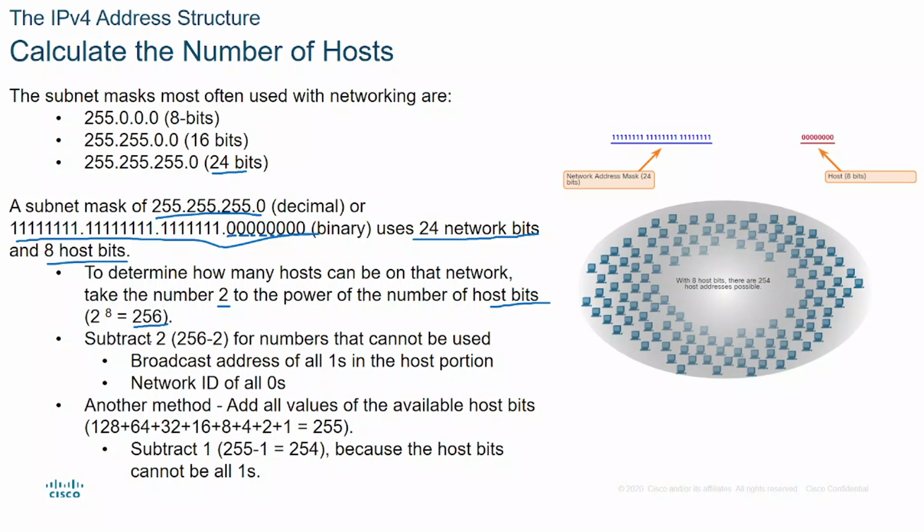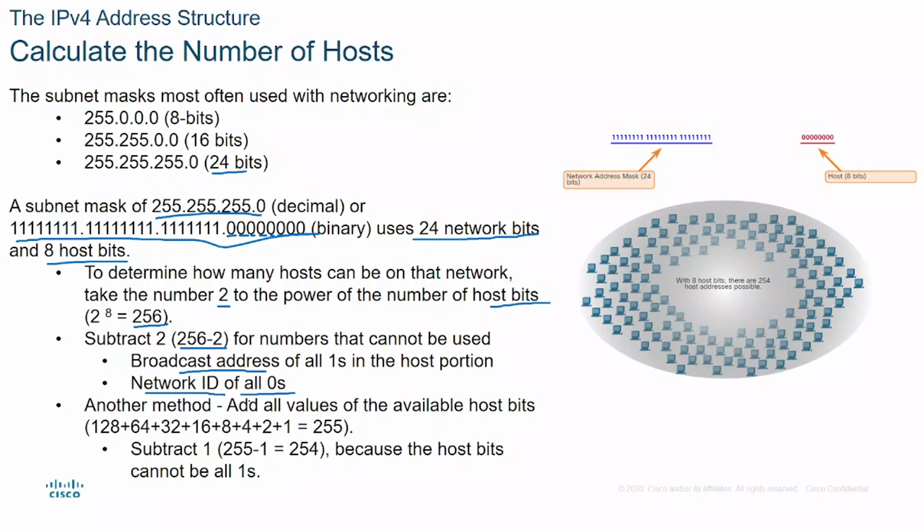So now you subtract 2 from what? 256, for numbers that cannot be used. These two that you're subtracting, one is the broadcast address, of all ones in the host portion, and the other is what? The network ID, for all the what? Zeros.